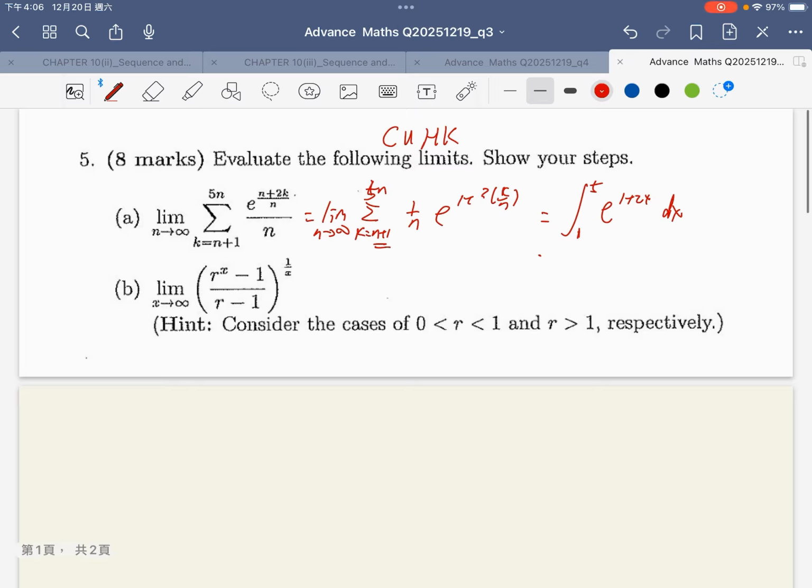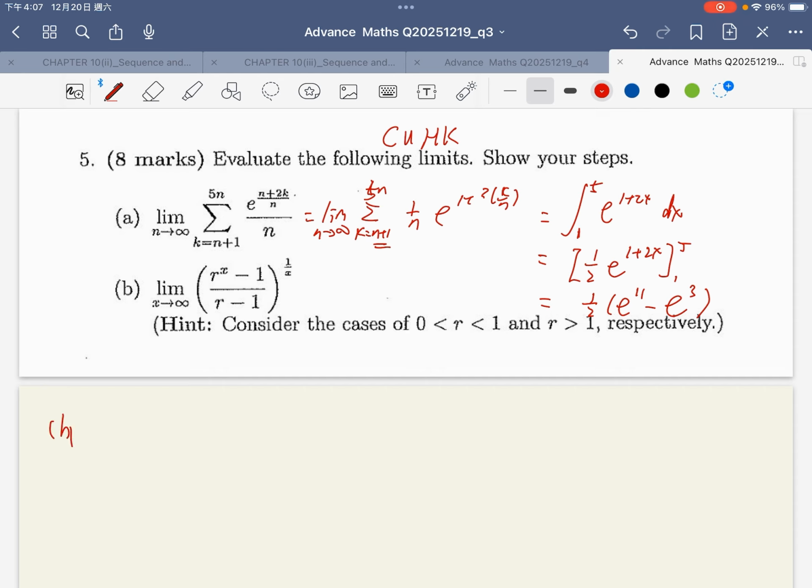Integrate this one and we have 1 over 2 e to the power 1 plus 2x, and substitute both 5 and 1 into the function. We have e to the power 11 minus e to the power 3. This is the answer of this question. And now for part B.